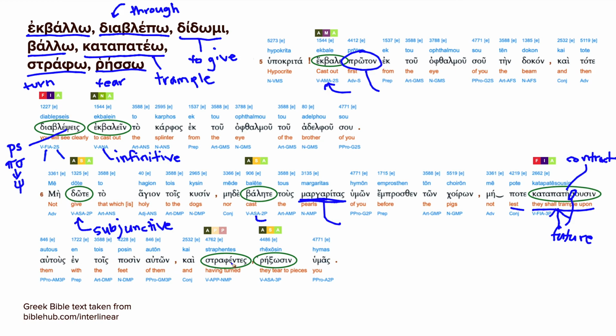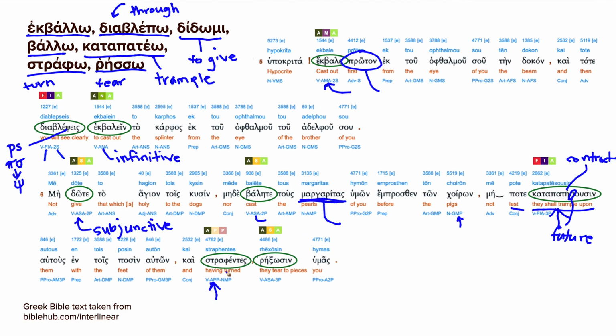And then here, strafentes. This one is a participle. So here we have an aorist participle passive, and it's nominative masculine plural. So it's talking about the subject. It's describing the subject. Aorist is basically indicating that it happened in the past. So it's describing the pigs. The pigs are masculine plural here, and they become the subject here.